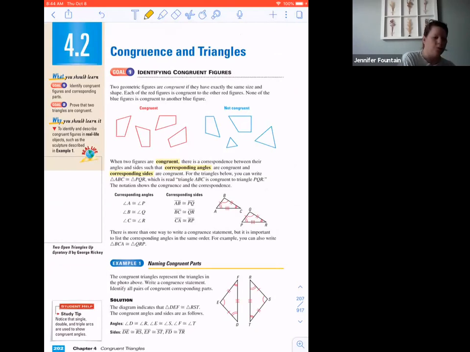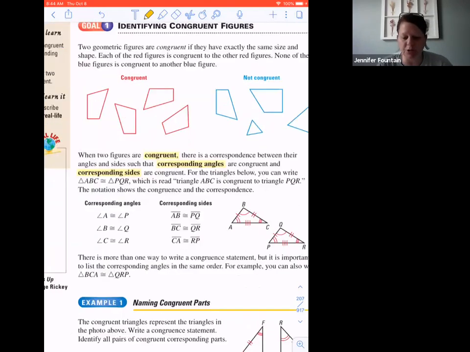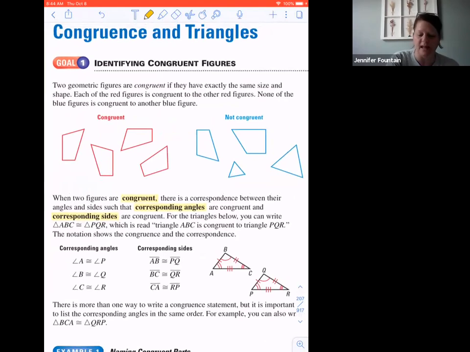All right, so it says two geometric figures are congruent if they have exactly the same size and the same shape. So I'm going to highlight that. So congruent: same size, same shape. It says each of the red figures is congruent to the other red figures. None of the blue figures is congruent to another blue figure.